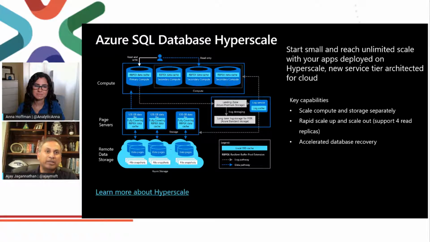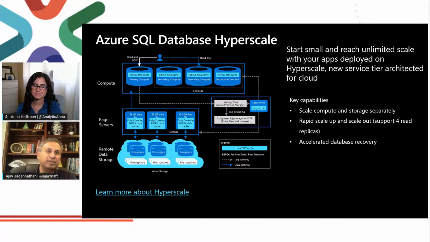All the blue rectangles that you see, which say RBPEX data cache, provide multiple layers of caching. There's cache in the primary compute layer, and then there's a fully backed page server cache, which fully covers your database size. For example, if you have a 10 terabyte database, you will have 10 terabyte size page servers, and then your actual databases reside on remote data storage. What this really means is when you are running a read query, it will either be in your primary compute's cache or in a page server's cache, so you don't have to go to actual disk to get the data.